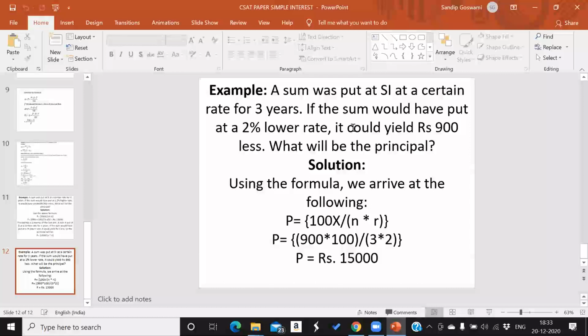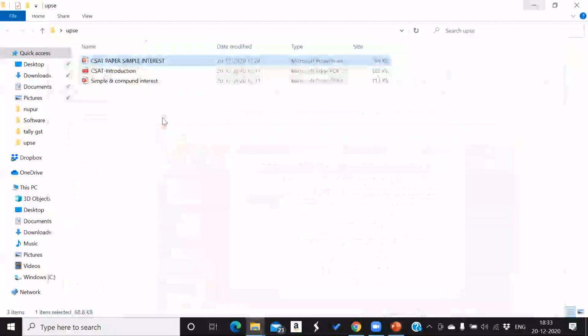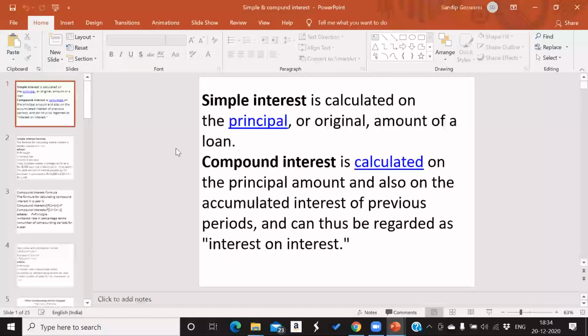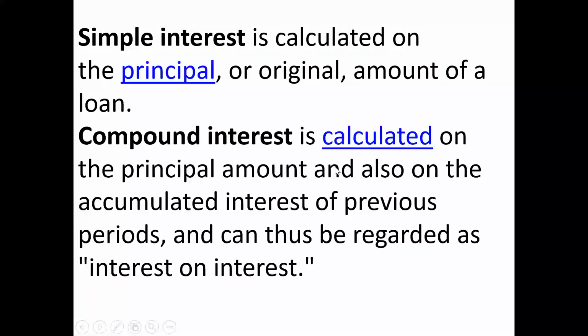So let's start some basic problems, and based on simple interest and compound interest we'll solve some problems. I have already made a presentation, and based on that we will learn some basic simple interest and compound interest problems and their solutions. Simple interest is calculated on the principal or original amount of a loan. Whatever amount of loan you have taken, based on that only there will be some interest, and that interest we need to give.